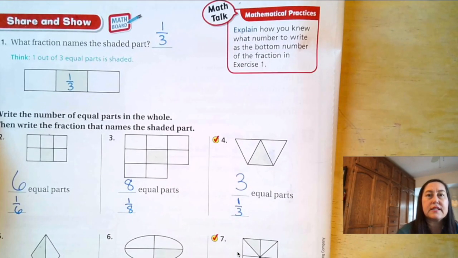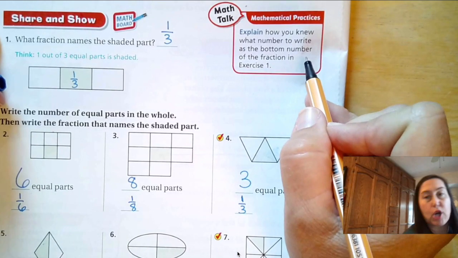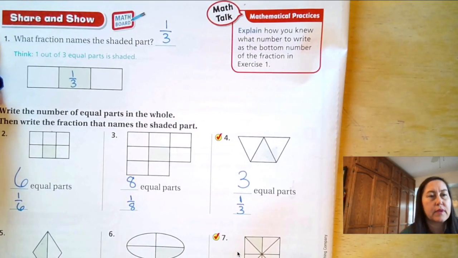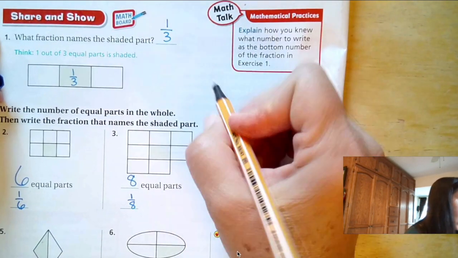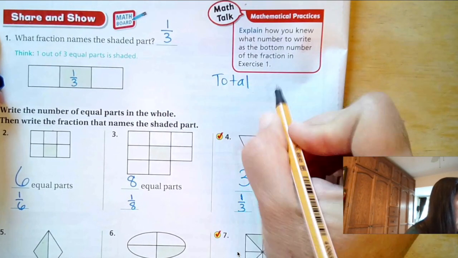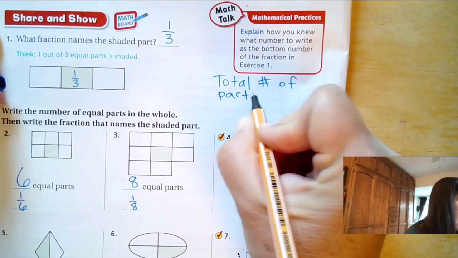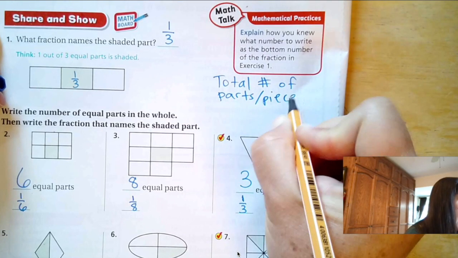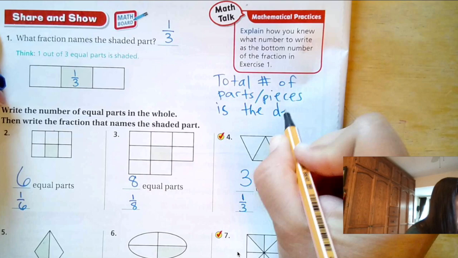And up here it says, explain how you knew what number to write as the bottom number, as the denominator. You knew it had to be 3 because there were 3 equal parts, right? The total number of parts or pieces is the denominator.